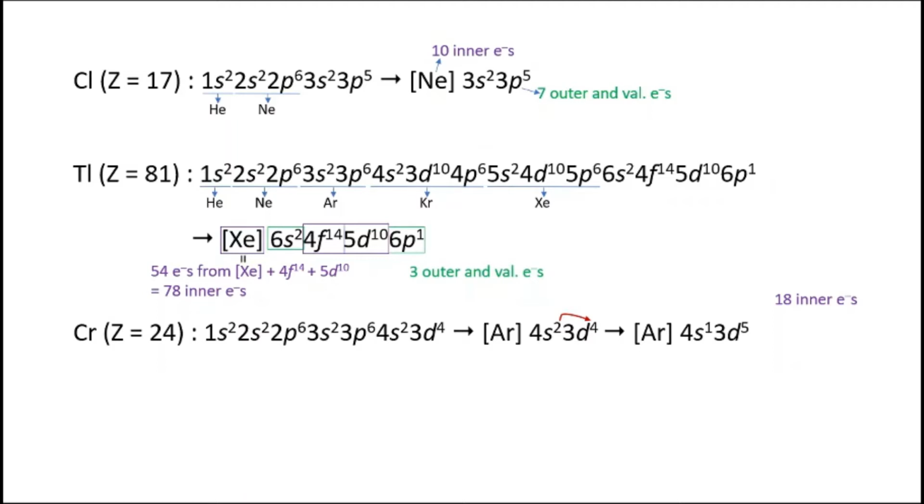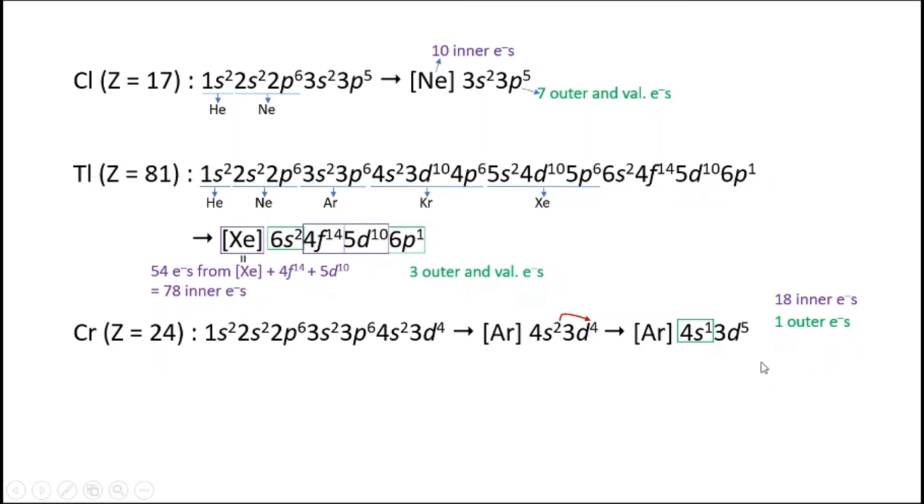Your outer electrons are only going to be the electrons in the highest energy level. For this one, you have 18 inner electrons. Outer electrons, again, are the electrons in the highest energy level, in this case 4, not your 3d, because 3 is less than 4. So your 4s1 is going to be the only outer electron in this situation.